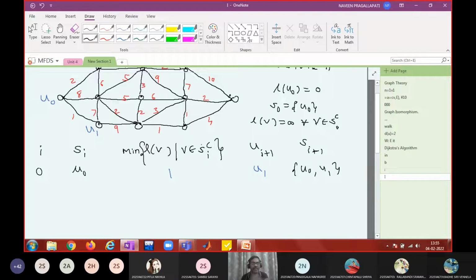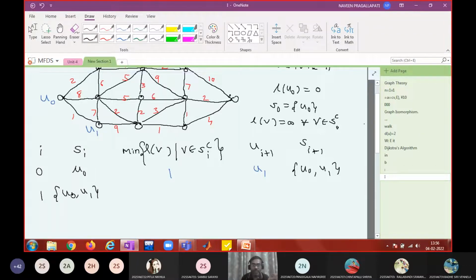Now i becomes 1. In the algorithm, when you are writing the program, in the while loop, you will write i equals i plus 1, right? Now here we are not writing that. Directly we are incrementing it. So i equals 1. Now what is your updated set? Your updated set is U0 and U1.